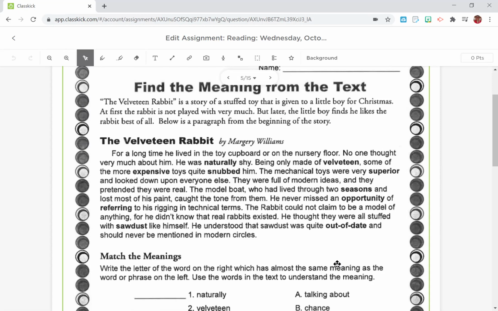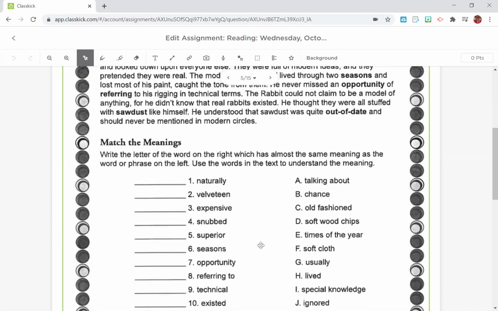The model boat, who had lived through 2 seasons and lost most of its paint, caught the tone from them. He never missed an opportunity of referring to his rigging in technical terms. The rabbit could not claim to be a model of anything, for he didn't know that real rabbits existed. He thought they were all stuffed with sawdust like himself. He understood that sawdust was quite out of date and should never be mentioned in modern circles.